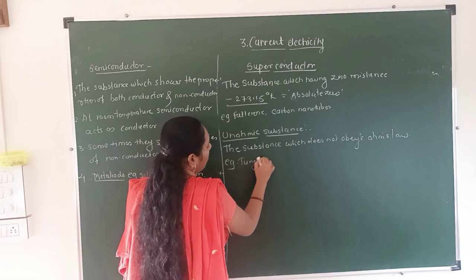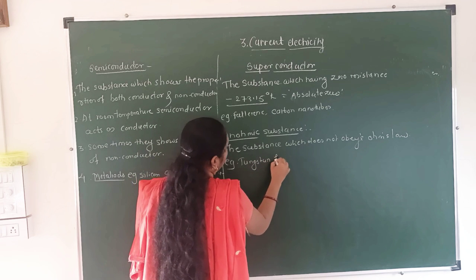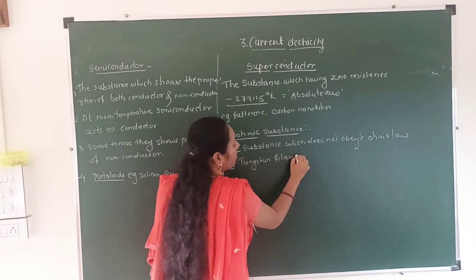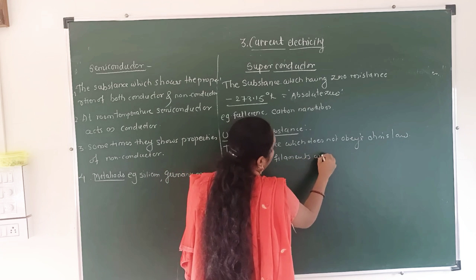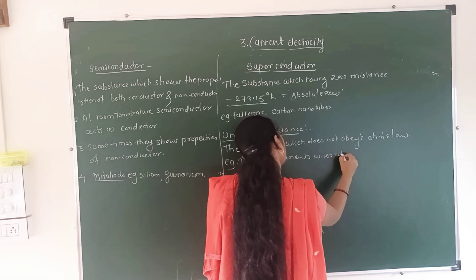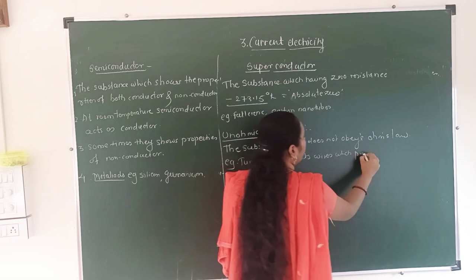The example for unohmic substances is the tungsten filament wire which is present in the bulb.